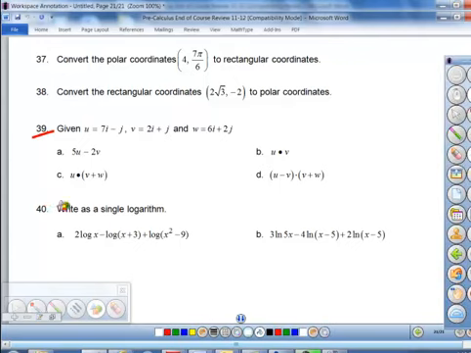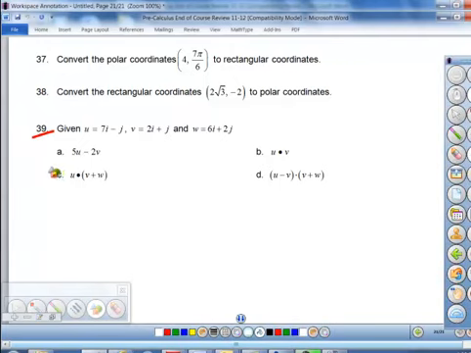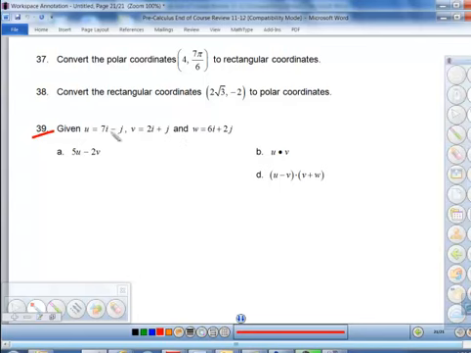Alright, so number 39 is going to be a little bit more basic than anticipated. If u equals this, and I could have sworn that this should have been a vector, but anyways, then we're going to go 5 times this whole thing right here. So 5 times 7i minus j will produce something. And then we have to go minus 2 times v, and v is just 2i plus j.